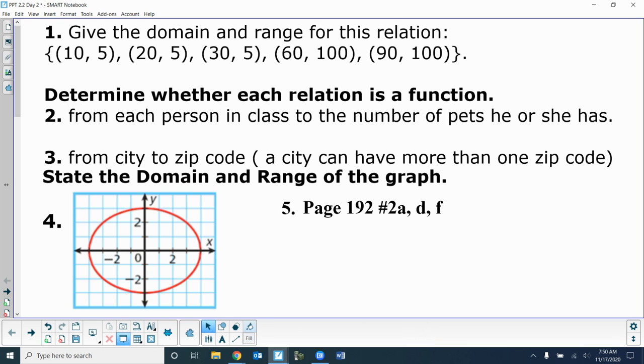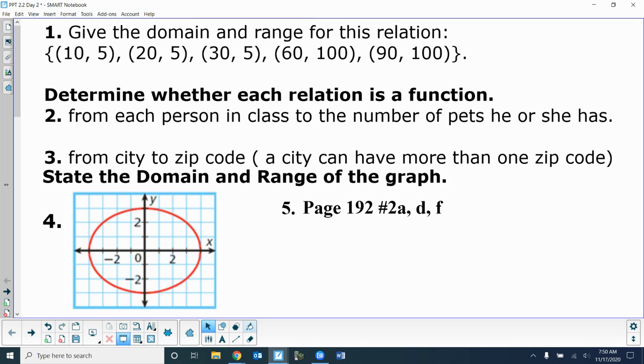All right, here we go. What's the domain there, Jagger? The domain: 10, 20, 30, 60, 90. Good. Connor, what's the range?